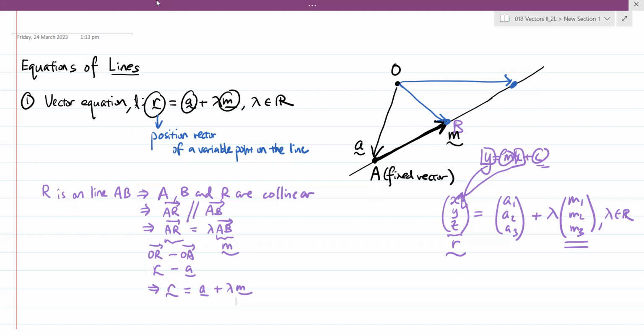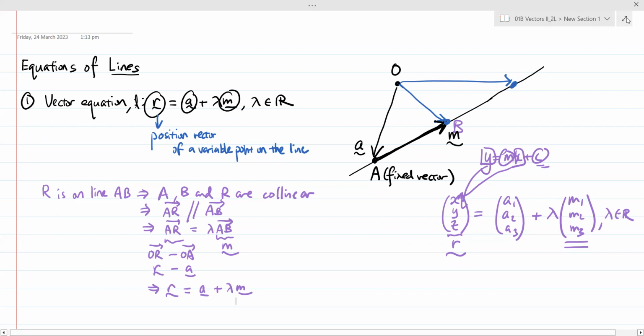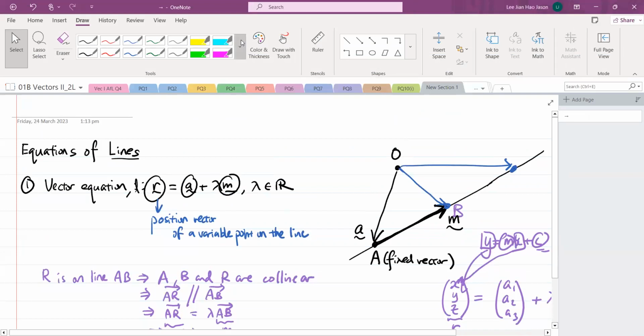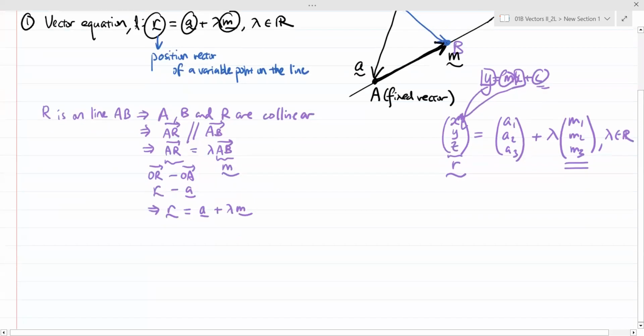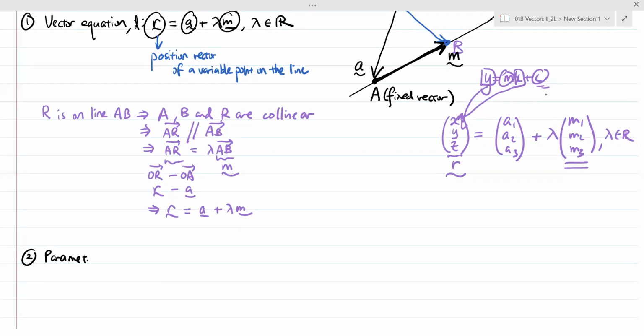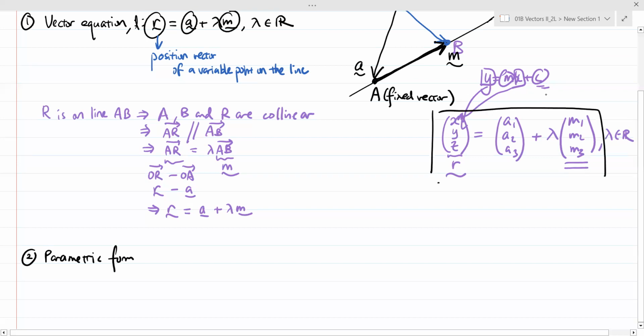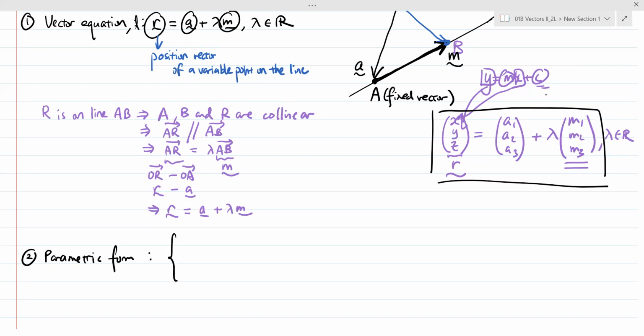Come, now let's talk about the other two forms. Like what some of you have mentioned, we have the parametric form. So how do we get the parametric form? Actually, it's derived from this. You rewrite the vector equation into its column vector notation, and you will be able to split it into three equations.